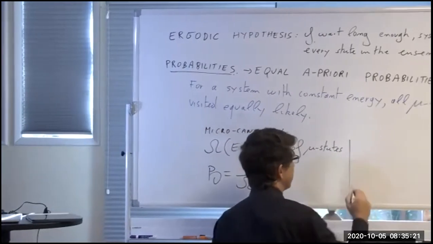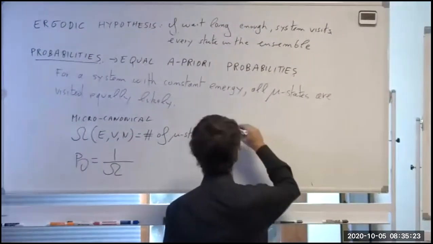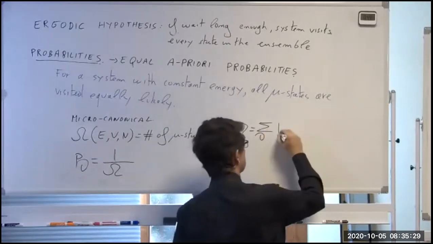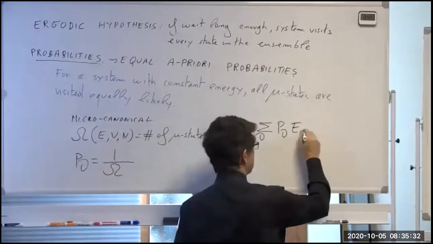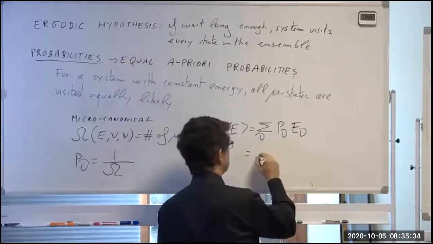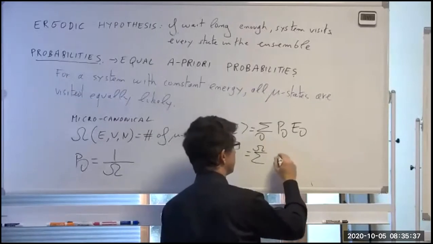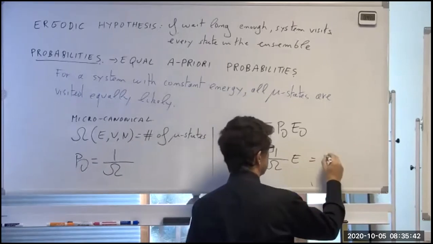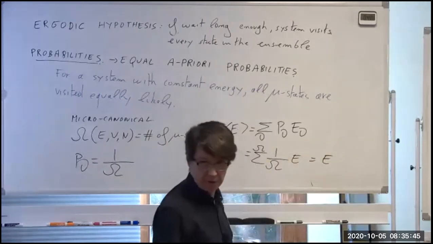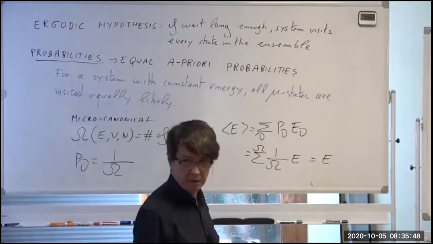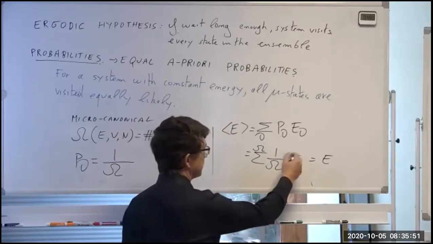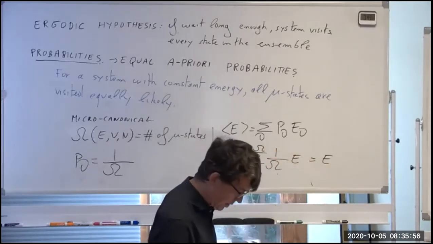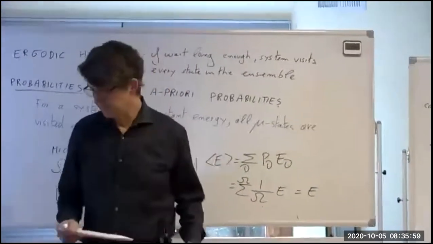So we can now do trivial math. Let's say, what's the average energy? It's the sum over all the microstates of the probability of the microstate times the energy of the microstate, which is a sum over omega terms of the probability 1 over omega times the energy. So it is the energy of the ensemble, right? This is sort of a trivial rederivation. All the microstates have the same energy. They have probability 1 over omega, and I sum it omega times. So the average energy is the energy of the ensemble.